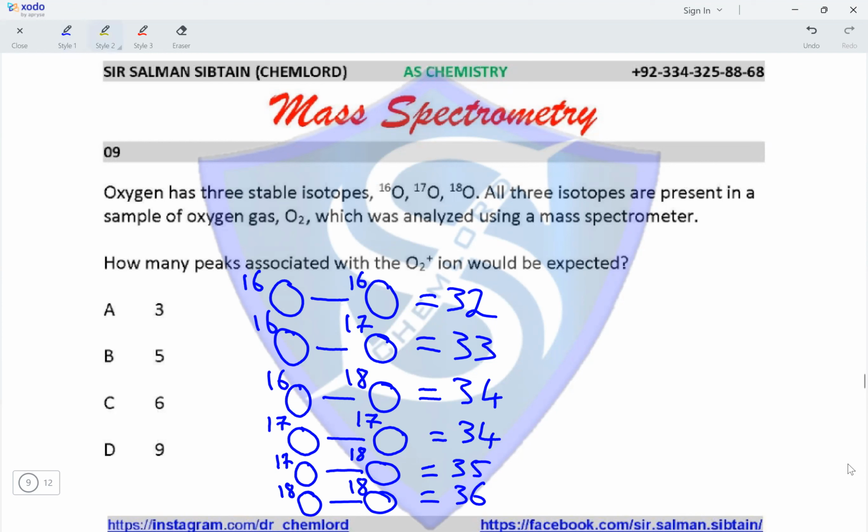So in total, the first peak would be present at a mass of 32, a second peak at a mass of 33, a third peak at a mass of 34, corresponding to two different molecular ions, a fourth peak at a mass of 35, and a fifth peak at a mass of 36. So in total, five possible peaks are present, making option B the correct option for this question.